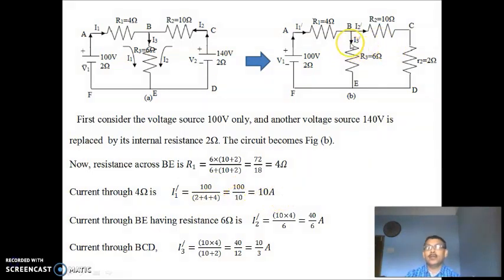Next, we have to measure the current through this resistance 6 ohm. Now, we have seen that the equivalent resistance across BE is 4 ohm, and therefore the voltage across BE will be 10 into 4, which is 40 volt, and the resistance is 6 ohm. Therefore, the current through 6 ohm resistance will be 40 by 6 ampere. Similarly, the current through BCD, the current through this branch will be 10 by 3 ampere.